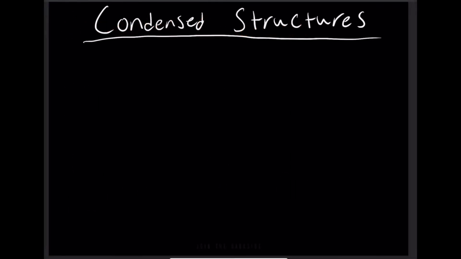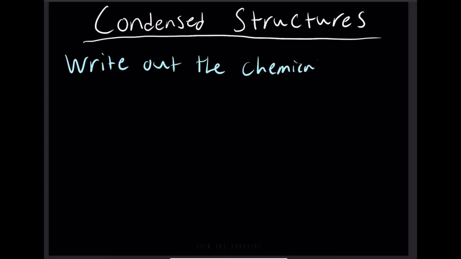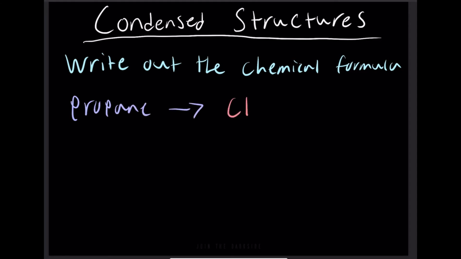So condensed structures are the simplest way we can write out chemical compounds. What they are is just writing out the number of atoms that exist in the compound. You just write them out: how many carbon, how much hydrogen, how much oxygen is in that compound. For example, propane has three carbon atoms and 8 hydrogen atoms. So we put the carbon, C, and we put the number in the subscript, so that's the 3, and then H gets the 8 for the 8 hydrogen.